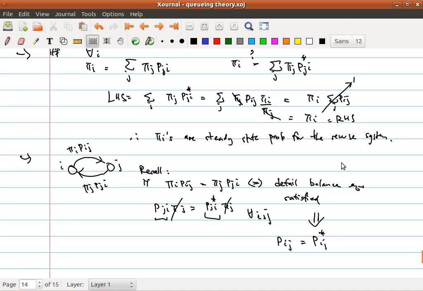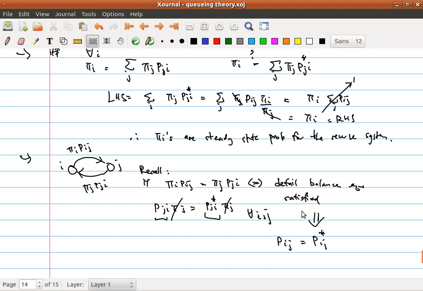And by the way, when the detailed balance equation is satisfied, we also call the system time reversible, in the sense that the time reverse system will be statistically the same as the original system.